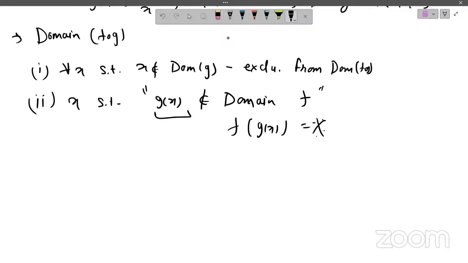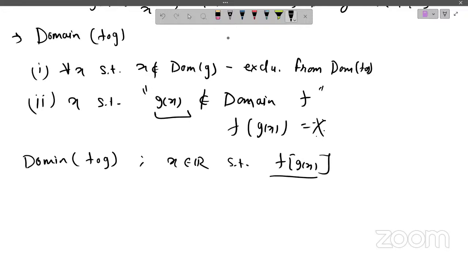Ma'am, can you please explain the first one? Okay. So in the first one, what do we want to find? We want to find the domain of f composite g, right? So we want to find all those x belonging to the real numbers such that we can define f of g of x, right? So in this chain, first we have to define g of x, right?